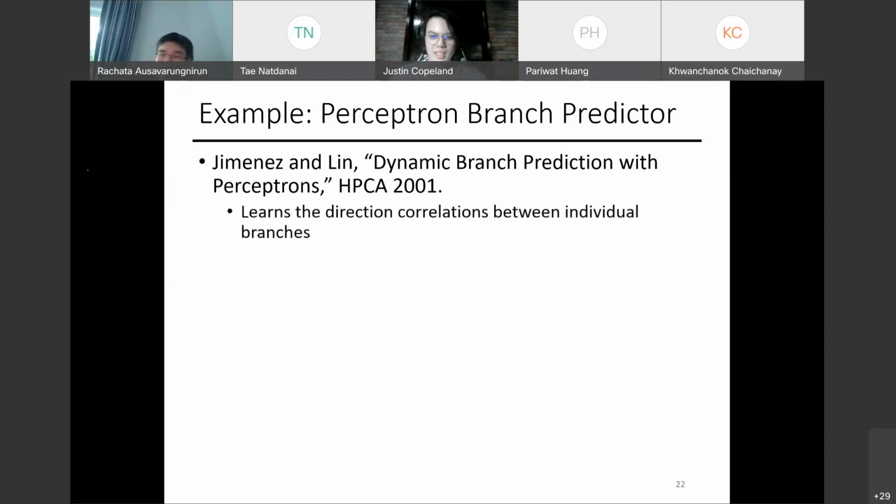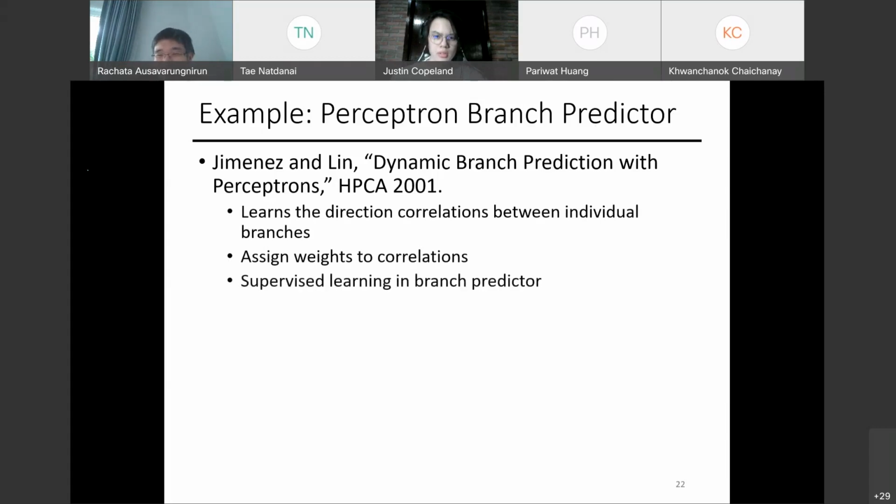It learns the direction of your branch using correlation between each of your branches, using Perceptron, which is like a mini machine learning thing, right? You assign weights to those correlations between this if else and that if else. So if this else is true, you go in there, it would adjust the weight of how likely you're gonna jump into the other if else part of your code.